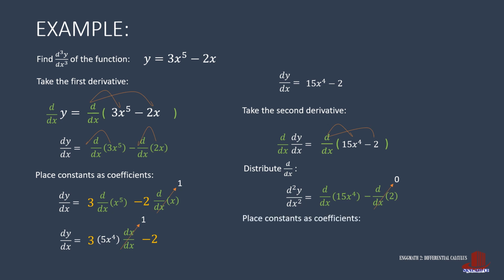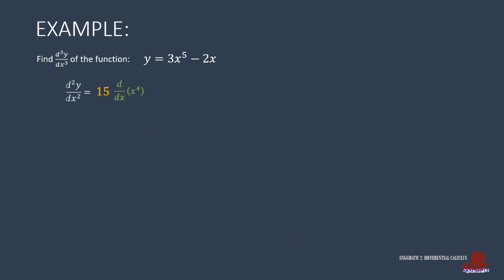The next step is placing the constants apart from the variables. And since there is only one term left, we take out 15 and take the derivative of x raised to 4. We can then differentiate from here on. So the second derivative of y with respect to x is then the constant 15 multiplied by the derivative of x raised to 4, which is 4x cubed with dx over dx. Again, the fraction is equal to 1. So the second derivative is simplified as 60x cubed.